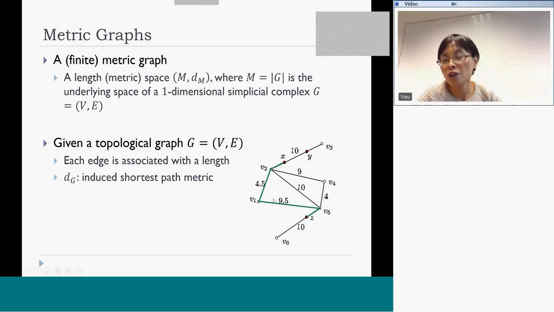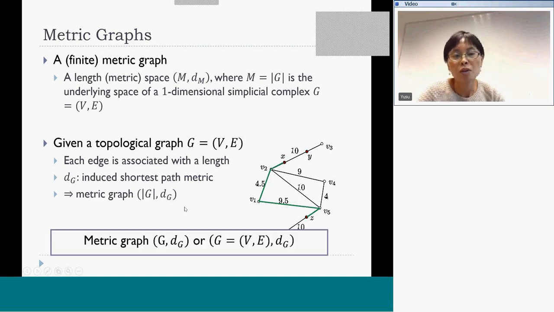Now we can define the geodesic distance, the shortest path metric, between x and z, simply as the shortest length possible of paths between x and z in this graph. So the metric graph is the underlying space of this graph G associated with this induced shortest path metric. Sometimes, for simplicity, I will simply refer to a graph G as a metric graph, with the understanding that really the metric space is the underlying space of this graph.